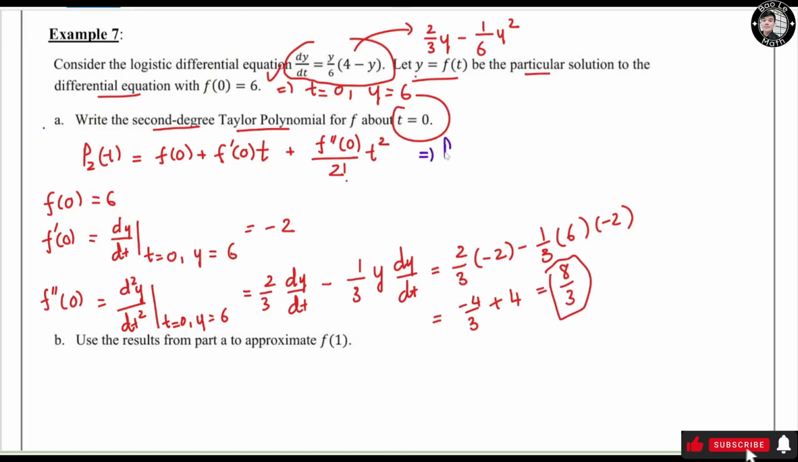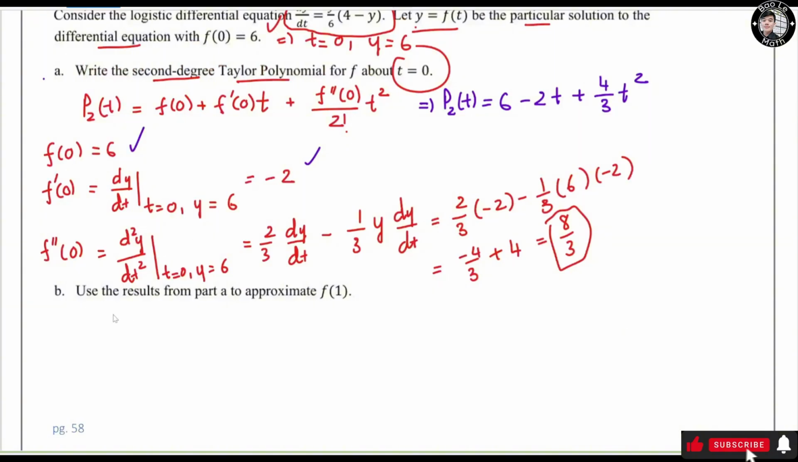So we have p2 of t equals f of 0 equals 6 right here. f prime of 0 equals negative 2, so subtract 2t. And f double prime of 0 equals 8 over 3, and then divide by 2, it could be 8 over 6, which is 4 over 3. So plus 4 over 3 t squared.